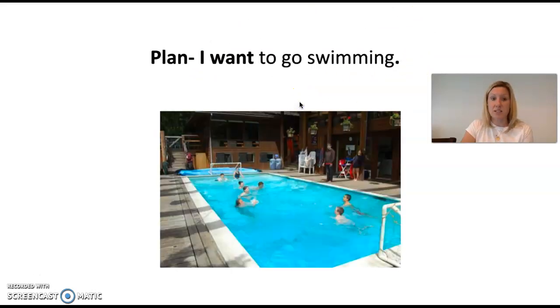Next kind of sentence is a plan. A plan is something that you are going to do. So you haven't done it yet, but you're going to do it. You plan to do it, or maybe you really want to do it. So my sentence for a plan is, I want to go swimming.